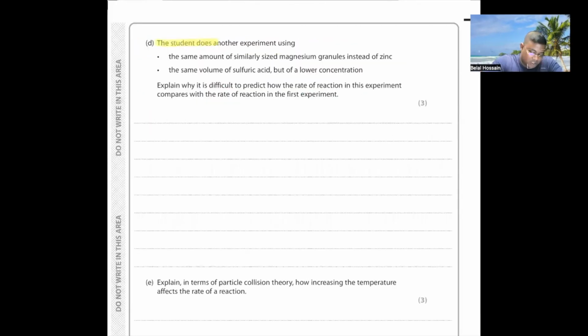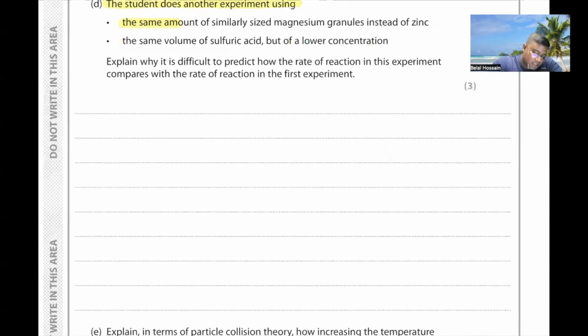Part D. The student does another experiment using the same amount of similarly sized magnesium granules instead of zinc. The volume of the sulfuric acid. Okay, so the student used the same volume of sulfuric acid but at lower concentration. Explain why it is difficult to predict how the rate of the reaction in this experiment compares with the rate of the reaction in the first experiment.